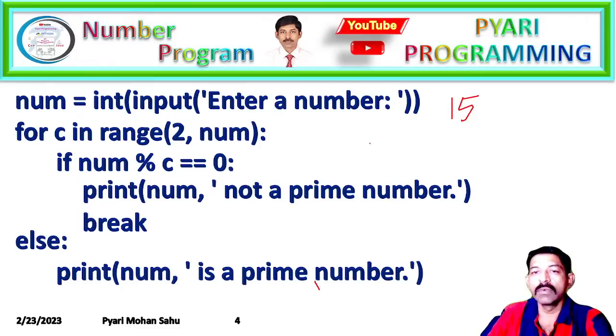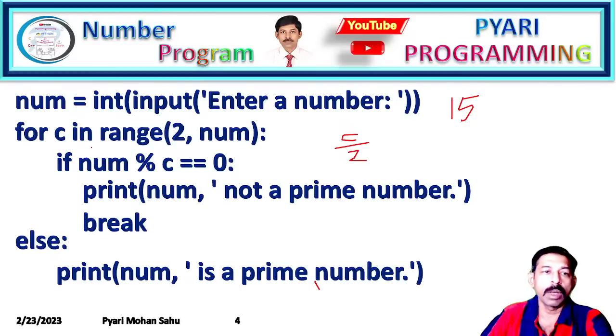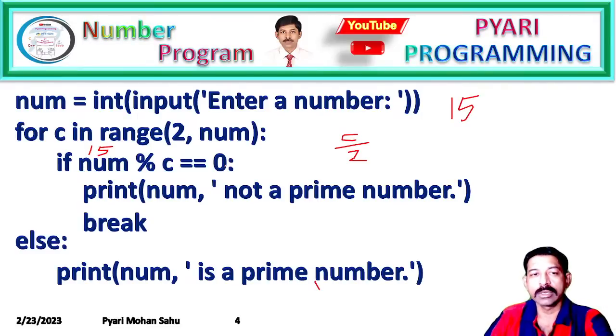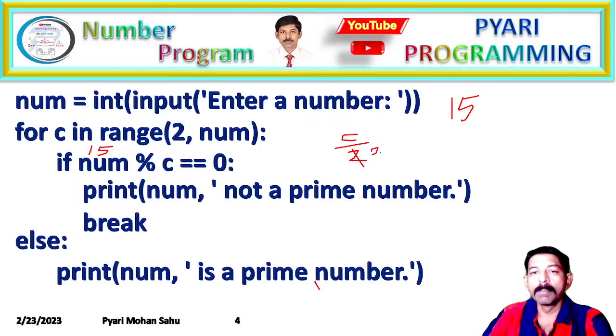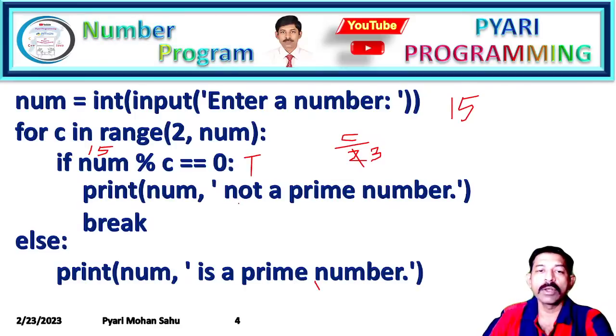Now what is the C value? C value initially is your 2. Now 15 modulo 2. What is num now? Num is 15. What is C? C is 2. 15 modulo 2 equals to 0. False. Now फिर ऊपर गया. What is the C value now? C value is 3. 15 modulo 3 is equal to 0. It is true. So that's why it will display not a prime number and break means come out of the loop.